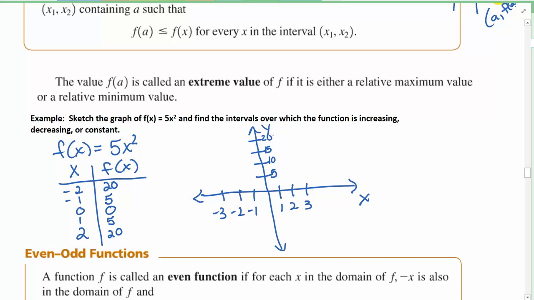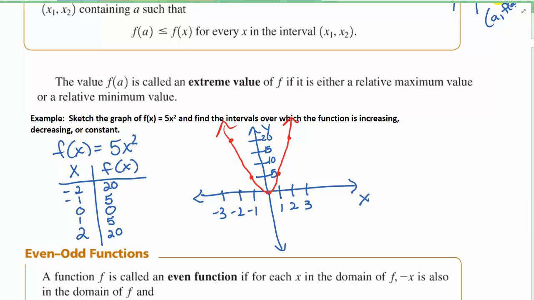And then you just go through and plot your points. -2, 20 is here. -1, 5 is here. 0, 0 is here. And then 1, 5, and then 2, 20. You want to get enough points so that you're getting the shape of the graph. And then you connect your dots like that, okay? So that's the graph of the function.